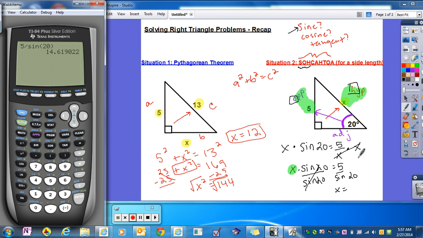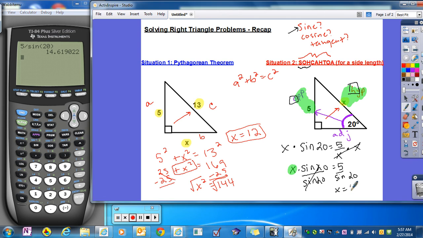When we do side lengths, we're going to go to 4 decimal places, which is the thousandth place. So x equals 14.6190. That is what this side, your hypotenuse, is equal to.